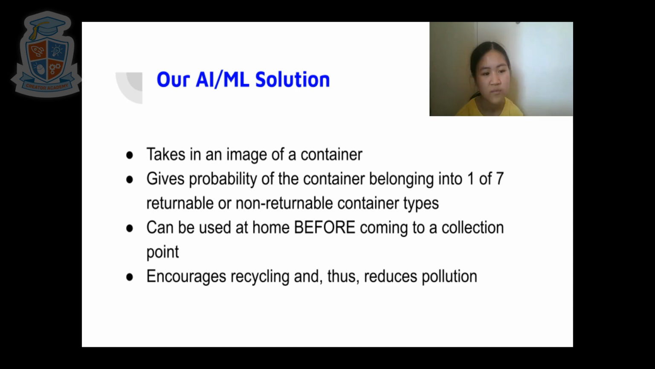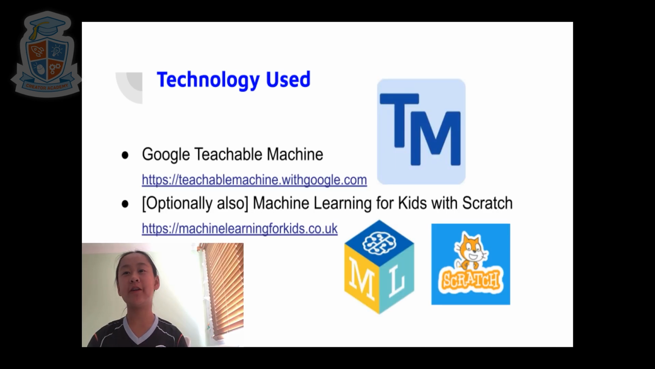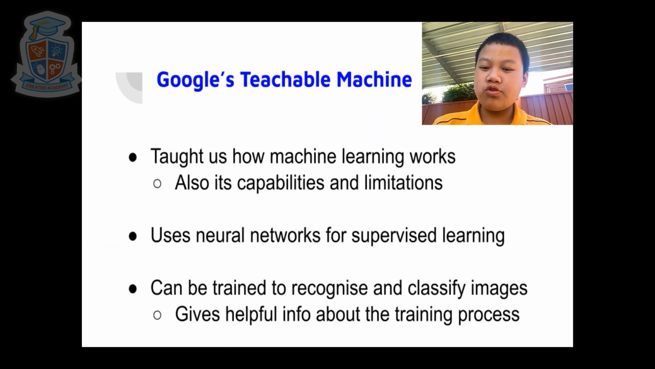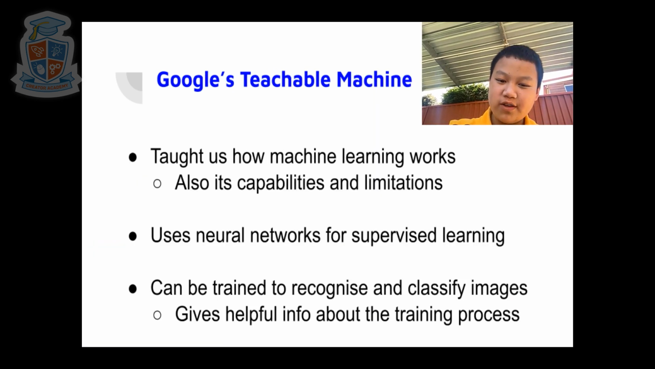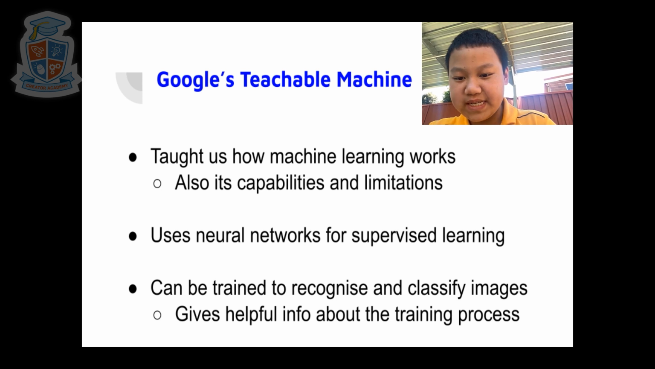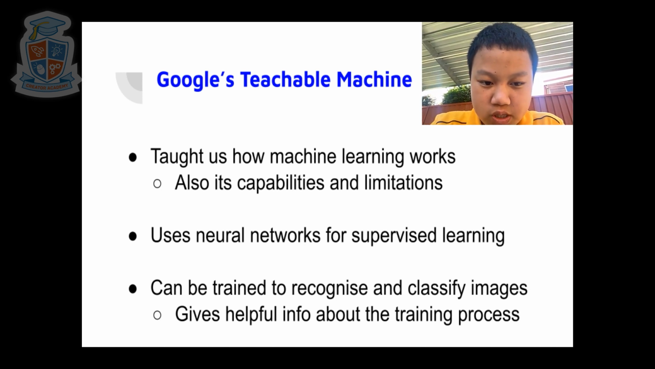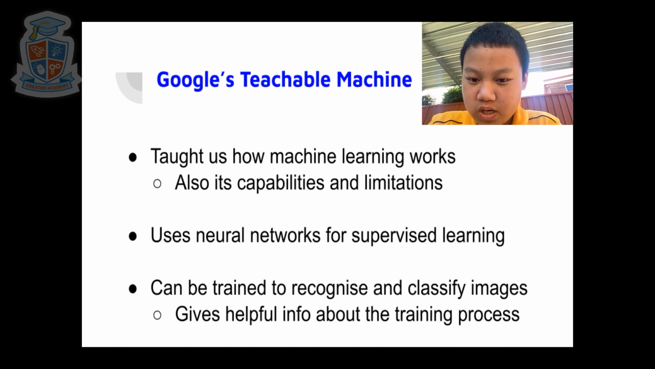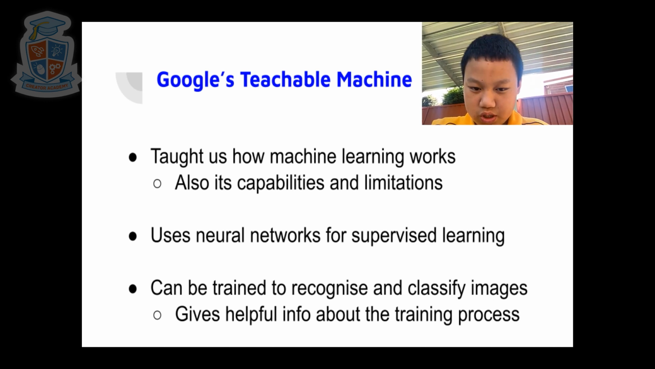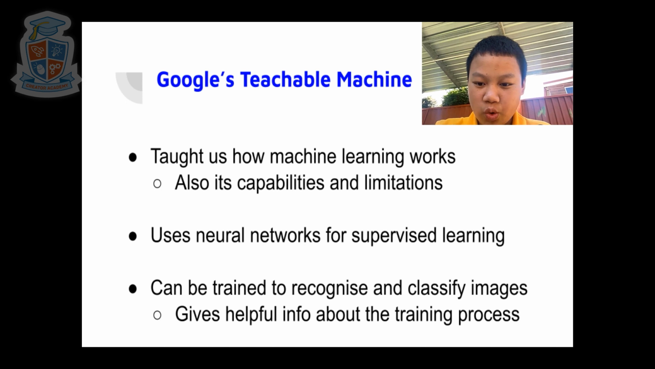Most importantly, less rubbish everywhere and a cleaner environment with better sustainability and fewer animals dying. We have made prototypes in both Google's Teachable Machine and Machine Learning for Kids. Google's Teachable Machine taught us how machine learning worked, as well as its capabilities and limitations. We discovered that Teachable Machine uses neural networks, which are part of supervised learning. Teachable Machine allows users to teach an AI to recognize and sort objects.